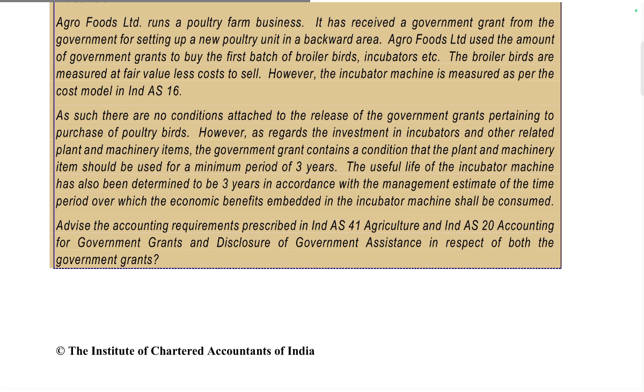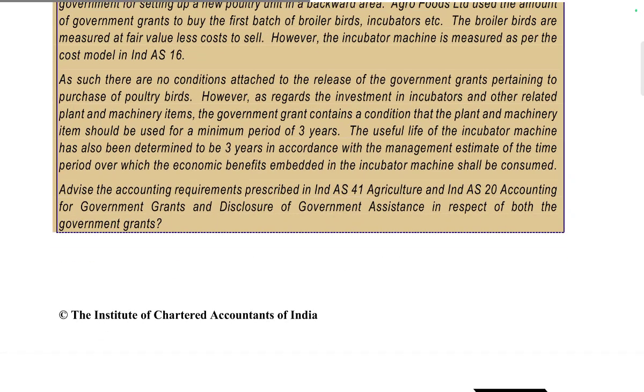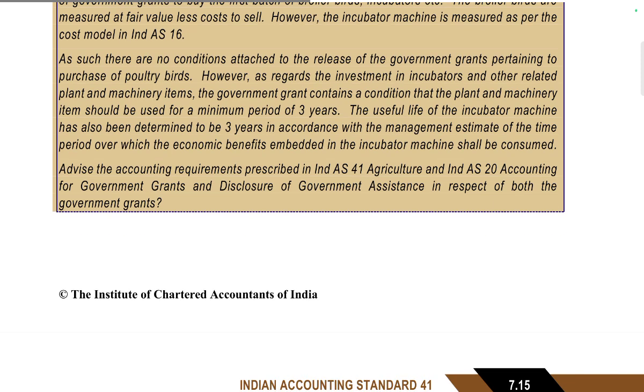at cost as per Ind AS 16. There is no condition attached to the release of the government grant for the purchase of poultry. However, regarding the installation of incubators and related plant and machinery items, the government grant contains a condition that the plant and machinery should be used for a minimum period of 3 years. The useful life of the incubator is determined as 3 years according to management's estimate, over which the economic benefits of the incubator machine shall be consumed.